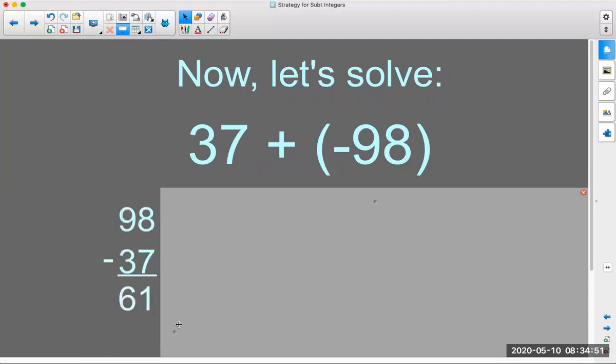So let's show the work over here. 98 minus 37 is 61. Check my math, y'all. Check me, check me. You know, I make mistakes now. All right, so 61 looks good.